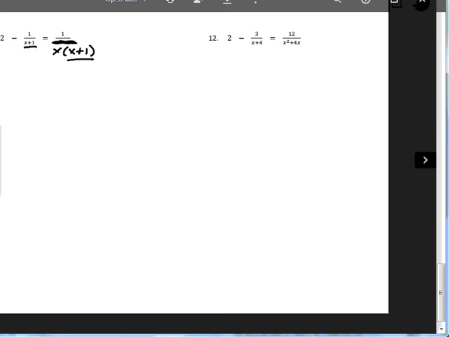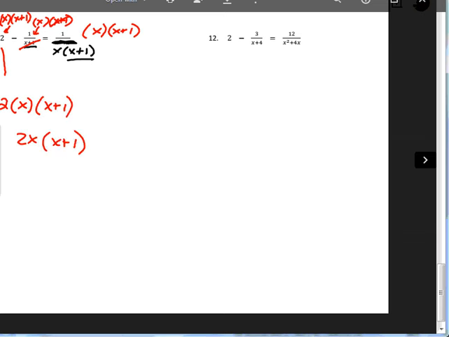So if you multiply this side by x and x plus 1, that'll make the denominator cancel. I multiply this part right here by x and x plus 1. That'll make the denominator cancel. And you multiply this part here by x and by x plus 1. How does that look? Well, it ends up being 2 times x plus 1. That's really 2x times x plus 1. You can do that. Just distribute it out. No big deal.